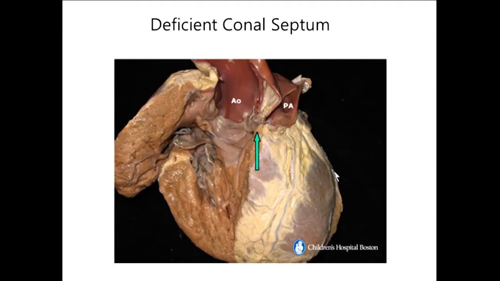Gross anatomy of a patient with tetralogy of Fallot and the deficient conal septum. The arrow points to the conal septum, which is deficient. The aortic and the pulmonary valve are almost in direct contact. The pulmonary artery is very small.